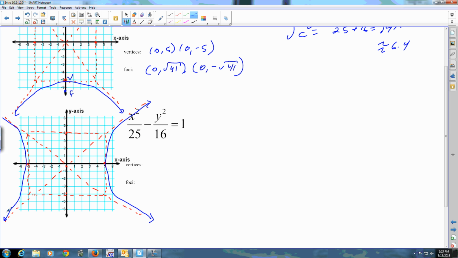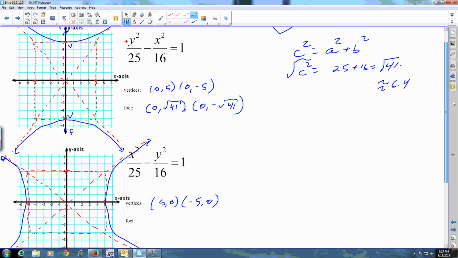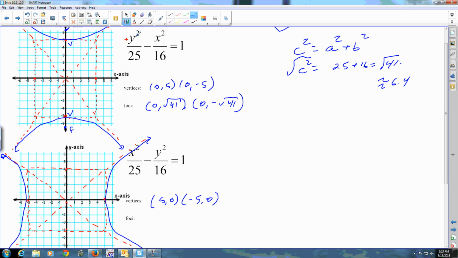It's making it look pretty sloppy. I apologize for that. Okay, so here goes. The vertices are going to be on the x-axis, so this time it's going to be 5, 0, and -5, 0. And your foci, it's the same two numbers as this previous one. It's just that the x came first.